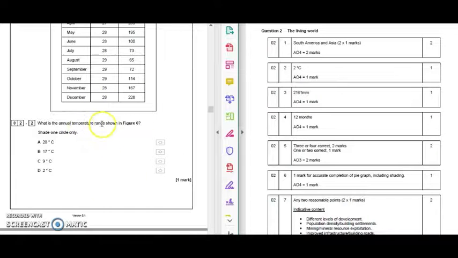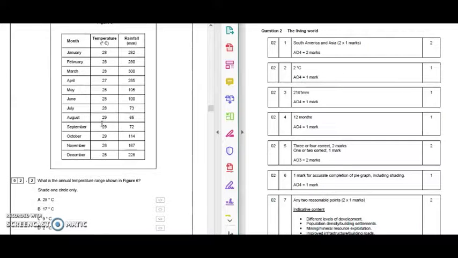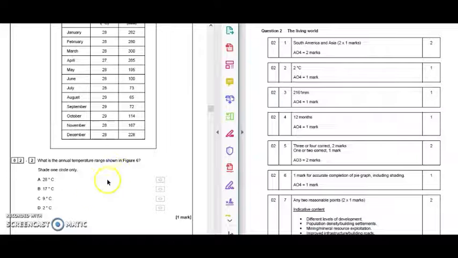The range, a little bit of maths here, is just the biggest number take away the smallest number. So if we look at the temperature, not the rainfall, you'll see the biggest number is 29 degrees and the smallest number is 27. So 29 take 27, the answer is D, 2 degrees.